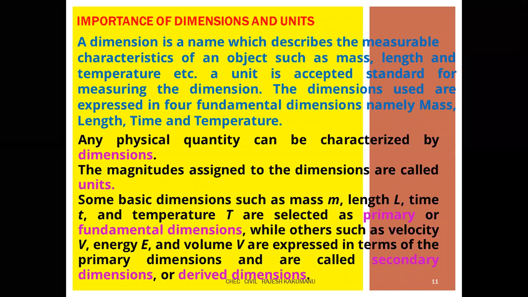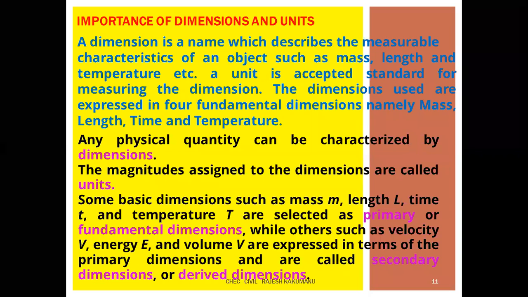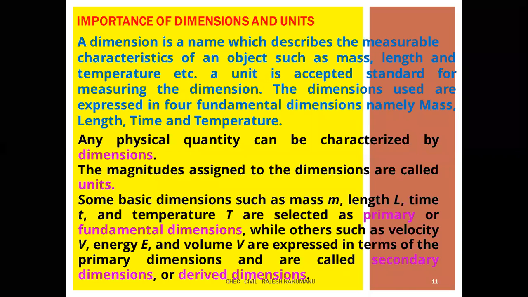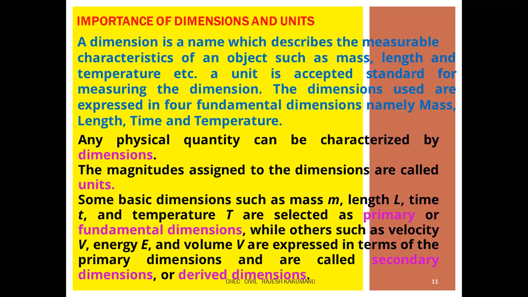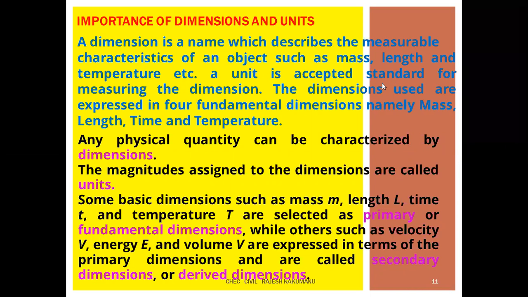Next, some basic dimensions such as length, mass, time, and temperature are selected as primary fundamental dimensions, while others such as velocity, energy E, and volume V are expressed in terms of primary dimensions and are called secondary dimensions or derived dimensions.